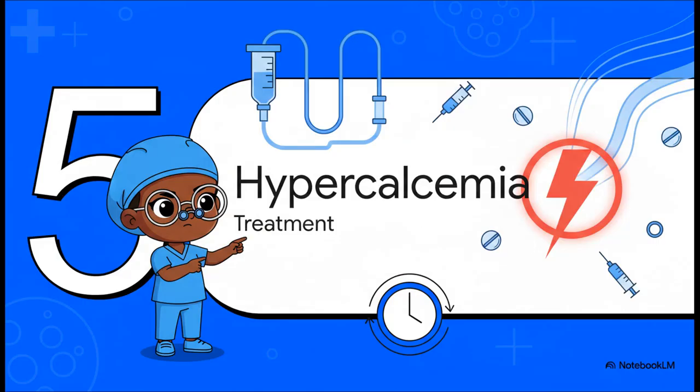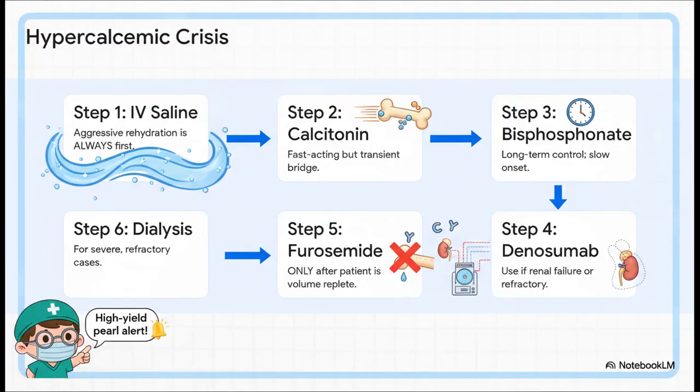Okay, let's talk about managing a hypercalcemic crisis. This is a true medical emergency, and the order in which you do things is everything. This sequence is absolutely non-negotiable. Step 1, always, is aggressive IV saline. You have to remember, these patients are incredibly dehydrated.